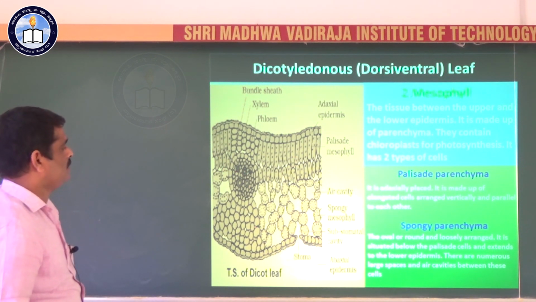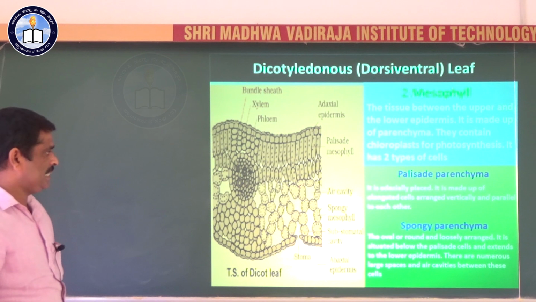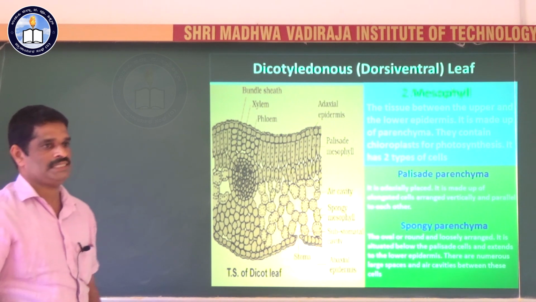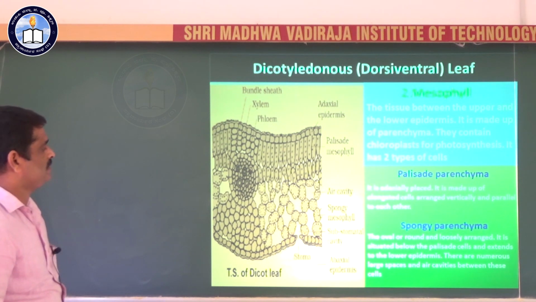Another type of parenchyma is called the spongy parenchyma. They are oval or rounded and loosely arranged parenchyma that extend from the palisade parenchyma up to the lower epidermis, the abaxial epidermis. That is what we call the spongy parenchyma. In between these spongy parenchyma cells, large spaces and air cavities are present. So, the mesophyll is differentiated into two types of parenchyma: palisade parenchyma and spongy parenchyma.